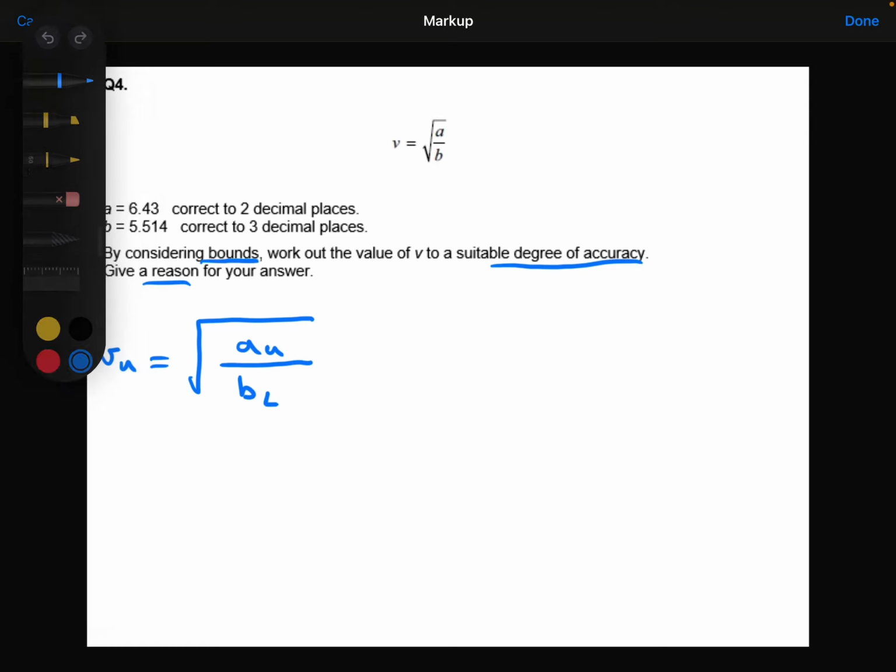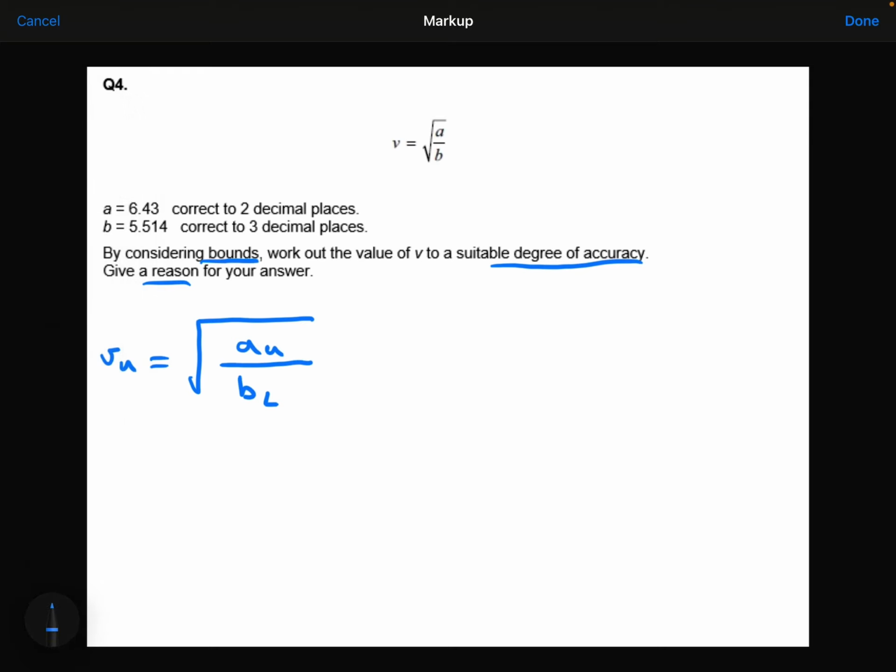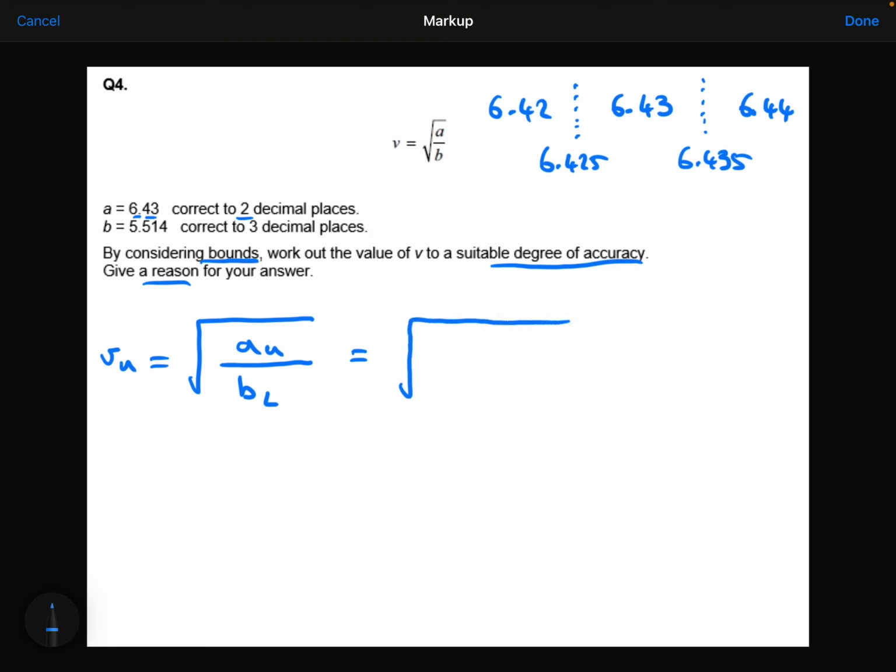Right, so let's work out what the upper bound for a is. It's 6.43, correct to 2 decimal places. So the level above that would be 6.44, the level below that would be 6.42. Which means the lower bound is 6.425 and the upper bound is 6.435. Okay, I know the upper bound for a now.